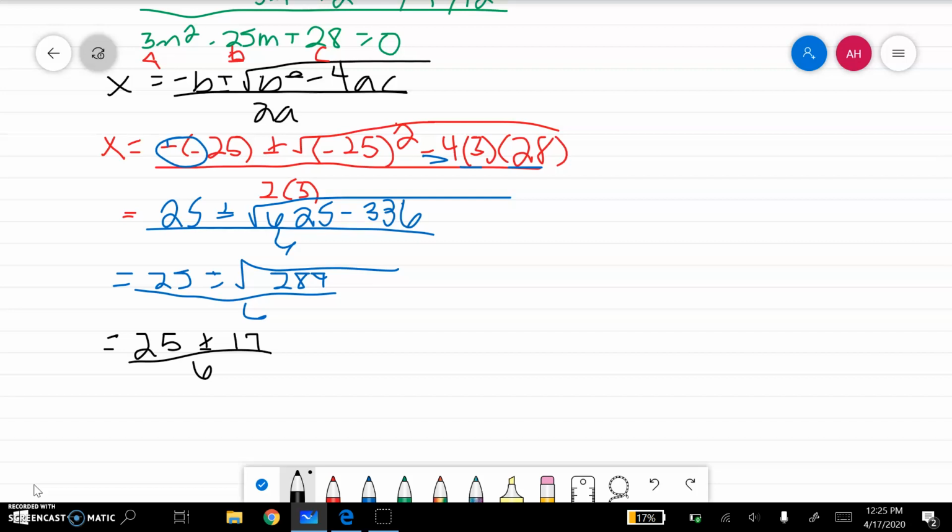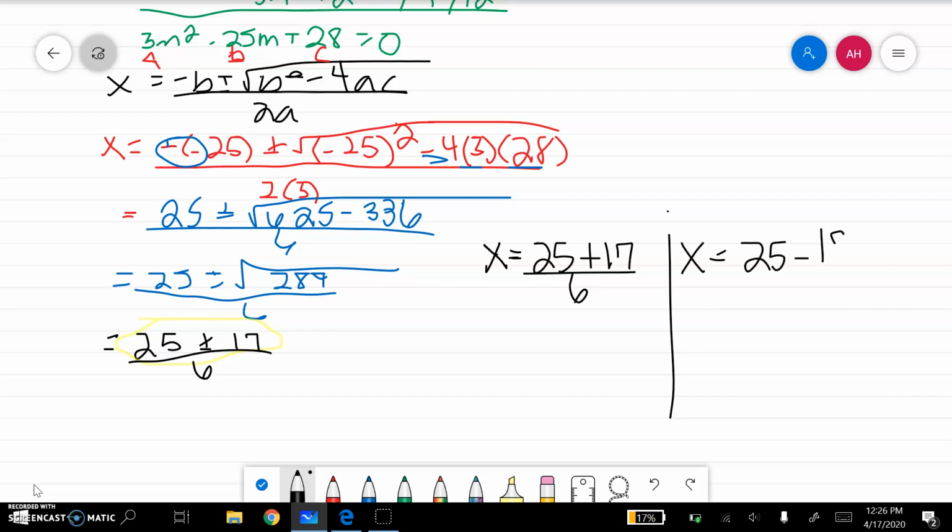Then, because you don't have a square root or an i left, you need to go ahead and actually simplify this. So if you had a square root or an i, you couldn't separate these into two different answers and simplify them. But because they are just numbers, I can add those two together and subtract them. So we're going to have two different answers here. I'm going to have x equals 25 plus 17 over 6. And then we're also going to have x equals 25 minus 17 over 6.